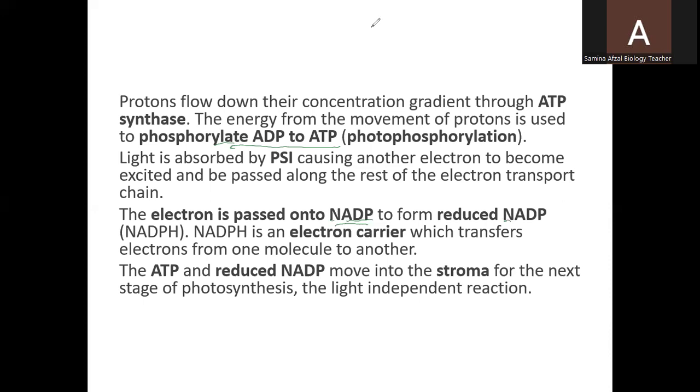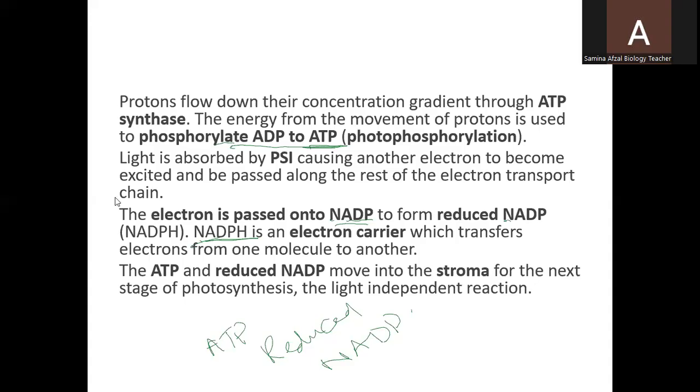So in this stage, after the photolysis, there is the formation of ATP and secondly, the formation of reduced NADP. Both the ATP and reduced NADP will be moved into the stroma for the next stage of photosynthesis, the light independent stage. I already told you that the light independent stage is also called the dark reaction, which takes place only in the stroma. Light is not needed for it.